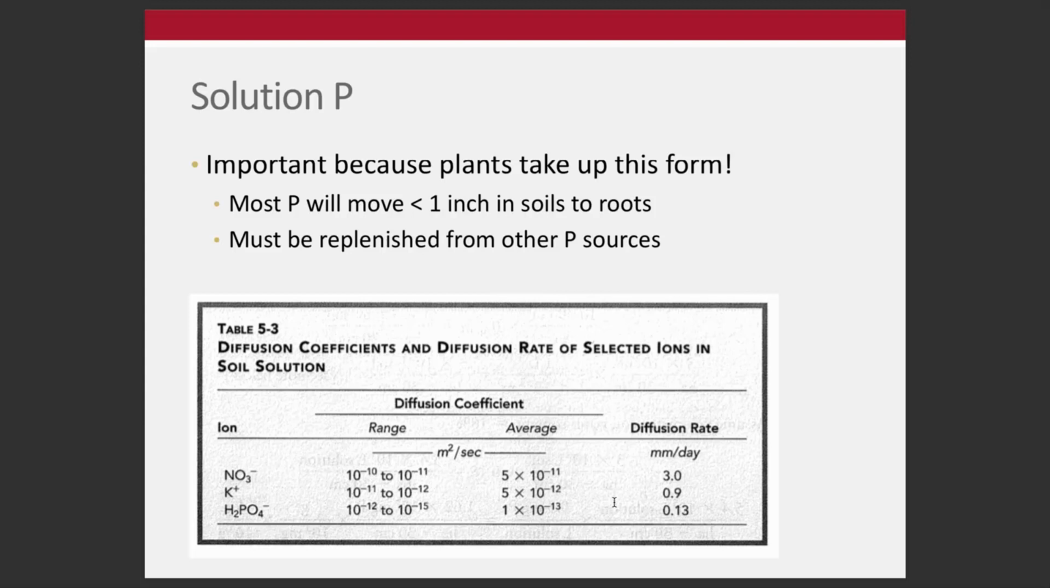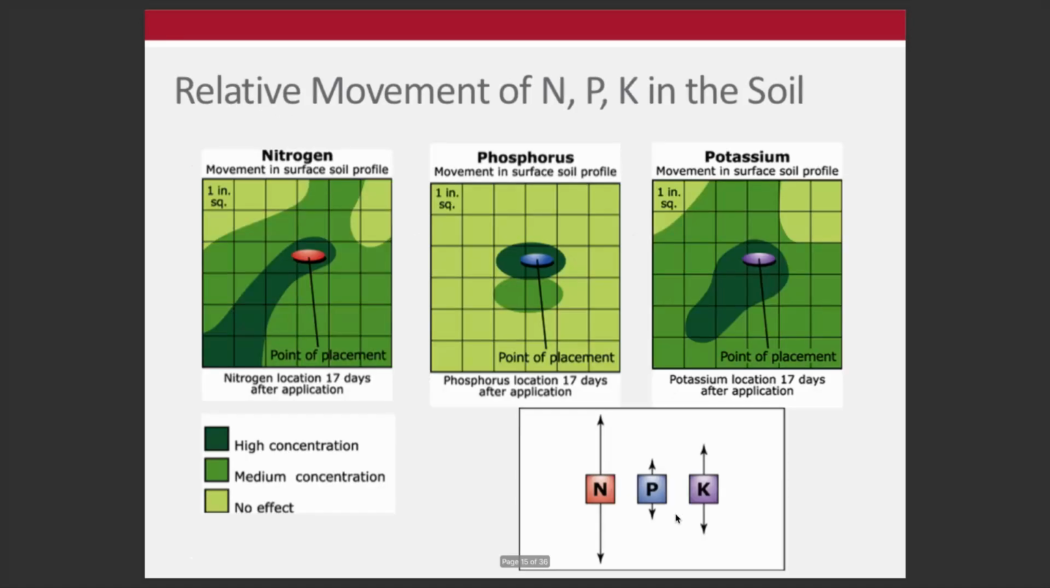It's important that plants take up this form, and it's important to understand that phosphorus moves very slowly in soil, right? Most phosphorus will move less than 1 inch in the soil to roots, and must be replenished from other sources. Here are some diffusion coefficients of nitrate, potassium, and orthophosphate, with the diffusion rate in millimeters per day. Nitrate might move 3 millimeters, potassium 0.9, and then you can see how it drops off with phosphorus.